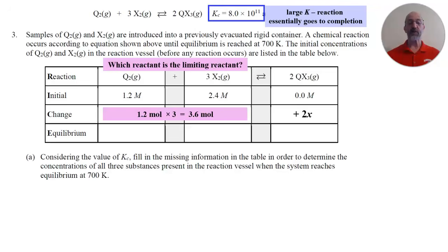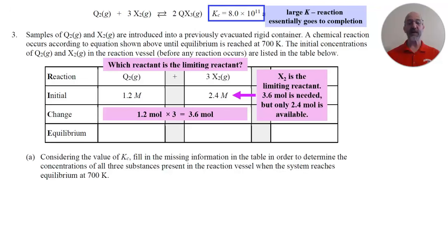1.2, assuming we had a number of moles, 1.2 moles times 3 would be 3.6 moles. So if we replace molarity with moles, we can still make this comparison. Do I have 3.6 for my molarity or my number of moles for the other reactant? And the answer is no, I don't have enough X2 available to react with all of the Q2. So that makes X2 the limiting reactant. So X2 is the limiting reactant because 3.6 mole is needed, but only 2.4 mole is available if I assume I have a 1 liter container.